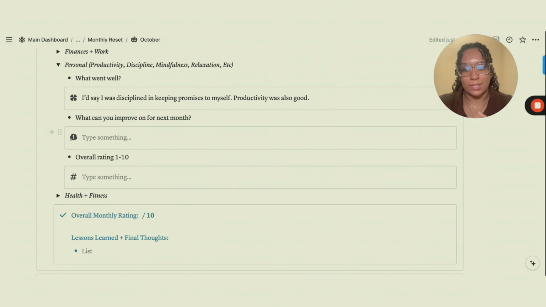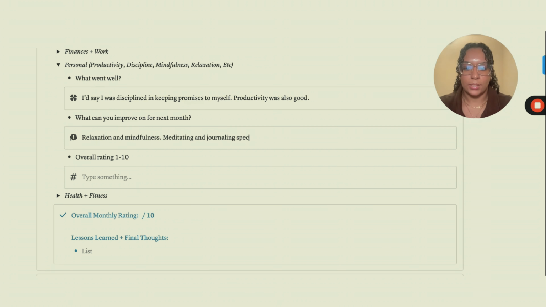What can you improve on for next month personally? Right off the bat, no relaxation, like we mentioned before, but taking work out of it, just relaxing personally, as well as mindfulness. I did not do enough meditating and journaling this month, and I can definitely feel towards the end of the month my brain's kind of exploding a little bit with all of the information up there. So I would definitely say relaxation and mindfulness. Meditating and journaling specifically.